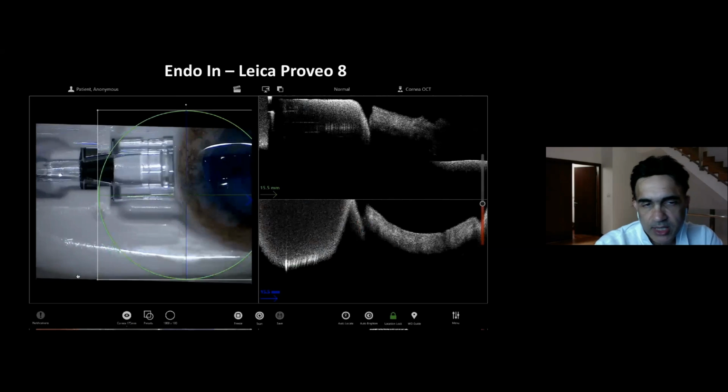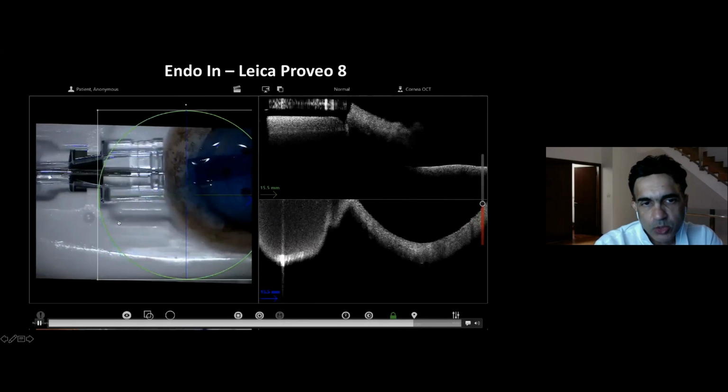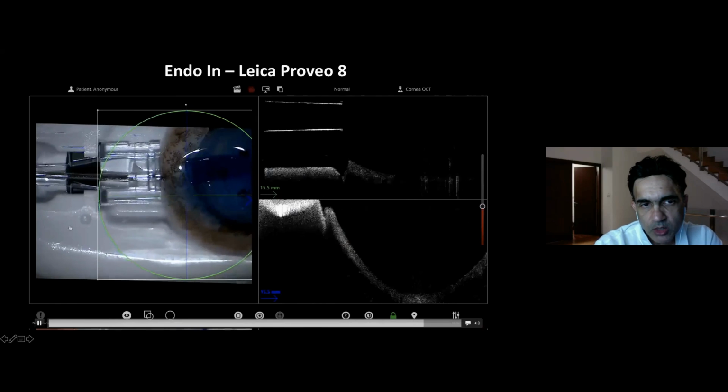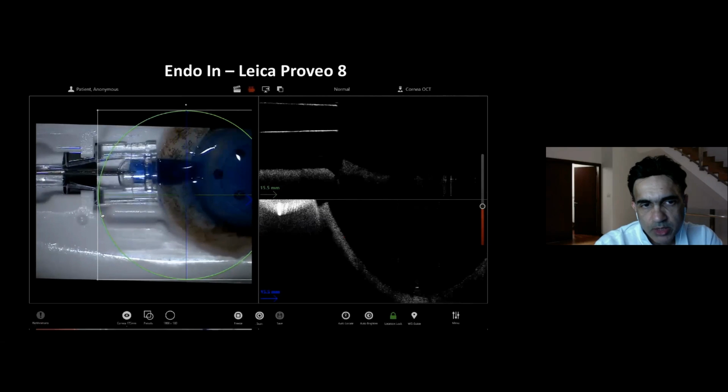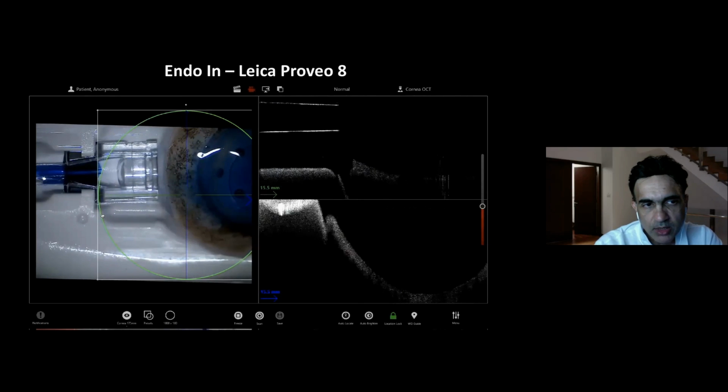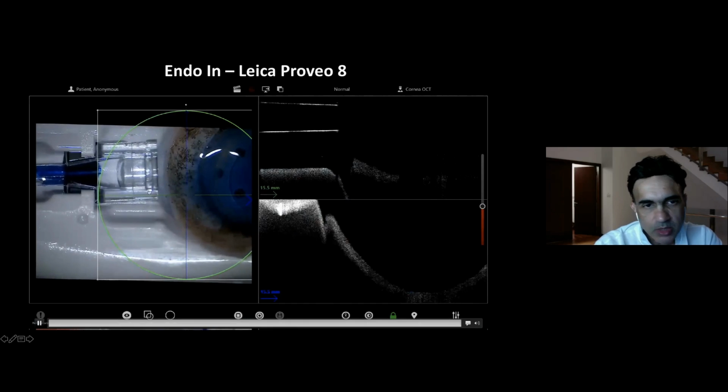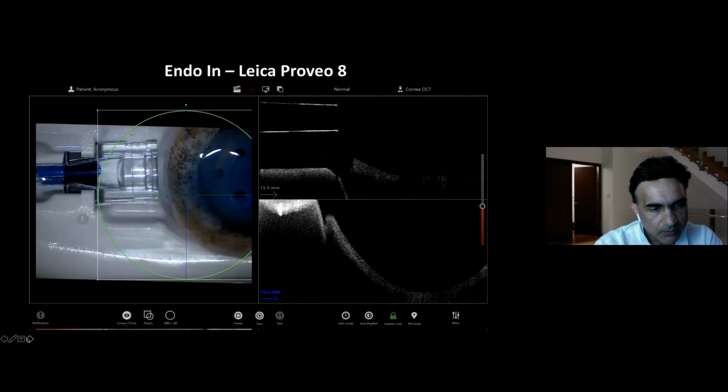Then we simply take it. This is using the EndoGlide now. This is 23 gauge forceps that you come in with to load the graft. Then you will grab the tissue. So you're grabbing the DMEK tissue and I'm pulling it inside the device. And then we're ready to insert this inside the eye on the next slide.